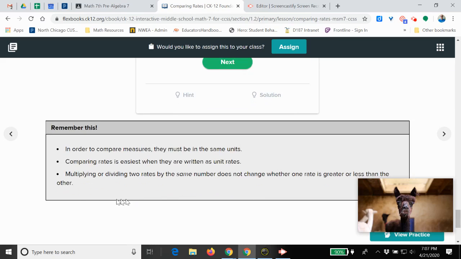Cool. All right, so remember, in order to compare measures, they must be the same unit. Comparing rates is easiest when they're written as unit rates. Multiplying or dividing two rates by the same number does not change whether one rate is greater or less than the other. So whether it's minutes or hours or whatever, they're still comparable as long as they're the same units. All right.